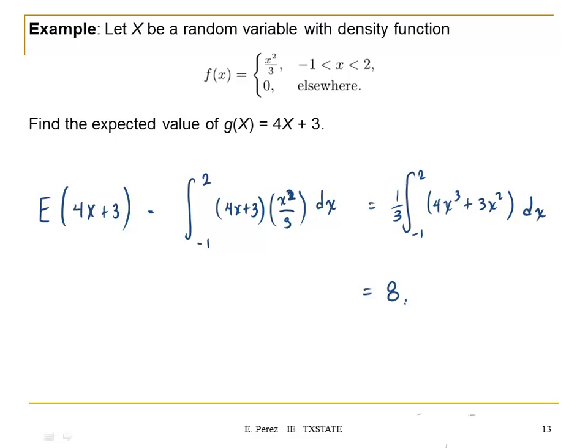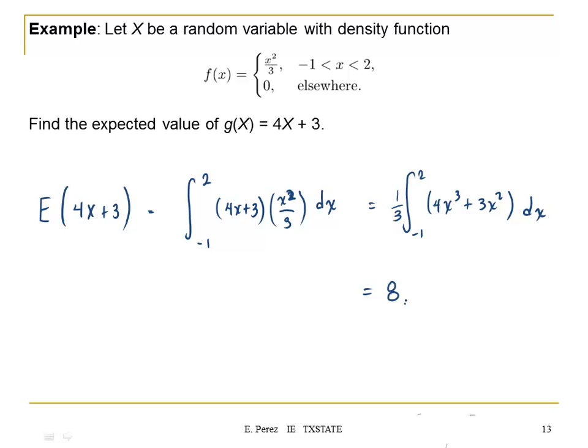Yes, sir. X squared, where? Here? Yeah. So you have 1/3 outside, so they won't cancel. That's why I have this. Any other question?